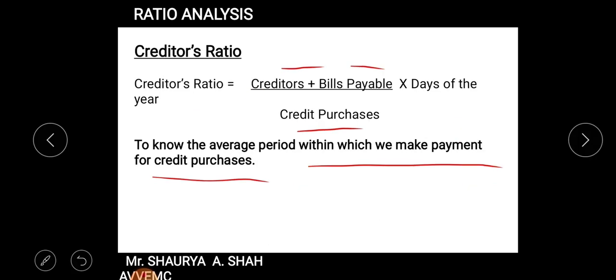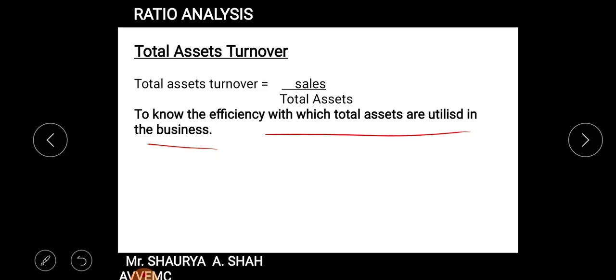Next we saw is creditors ratio. Creditors ratio is your creditors plus bills payable into days of the year upon credit purchase. Is it clear, everyone? And the last, sales upon total assets, shows you total assets turnover. I hope each and everyone is clear with activity ratios.